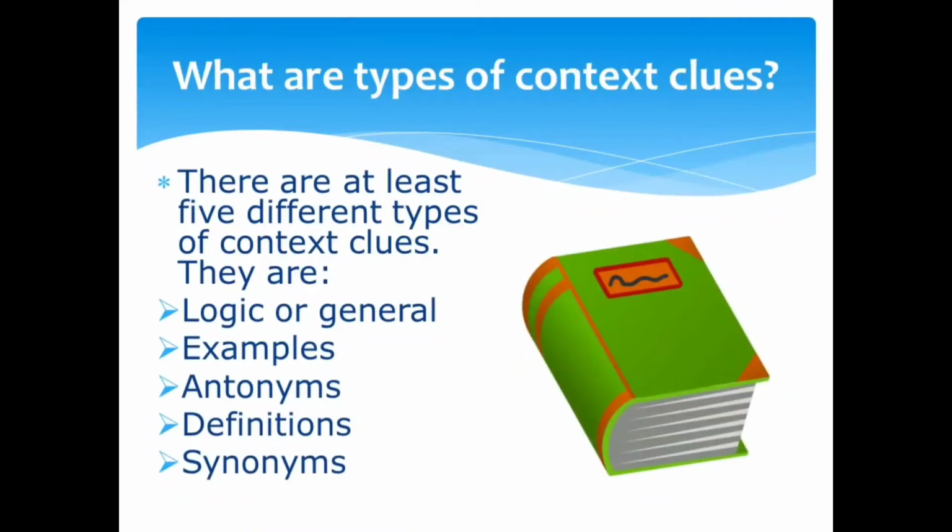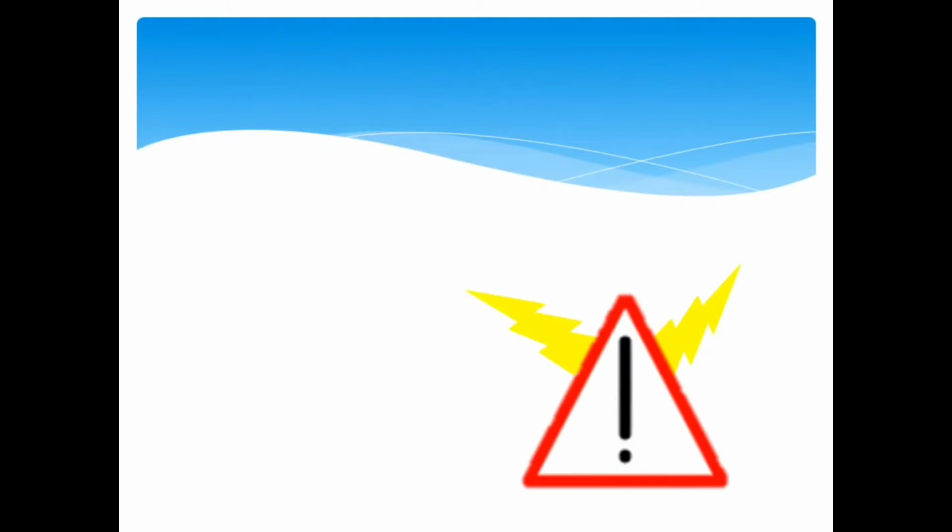There are at least 5 different types of context clues. They are logic or general, examples, antonyms, definitions, and synonyms. These context clues are used by writers of textbooks and other written materials. As a reader learns to look for these clues, they can access more text.